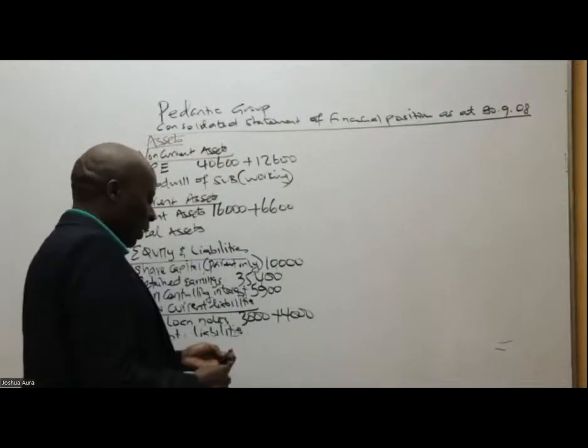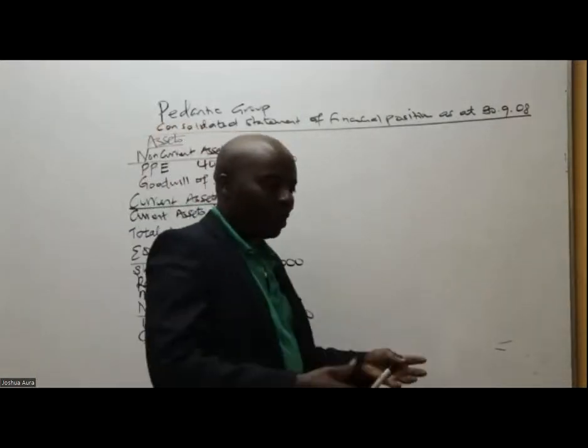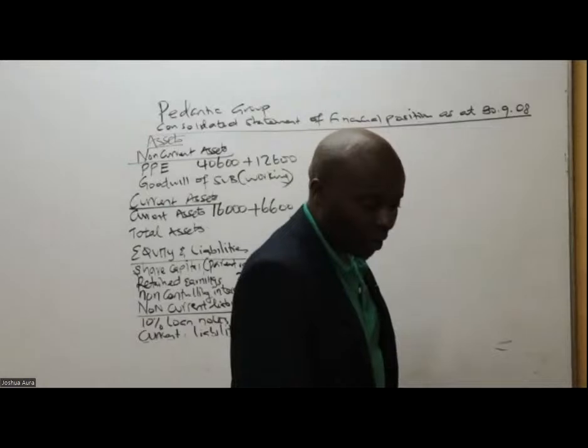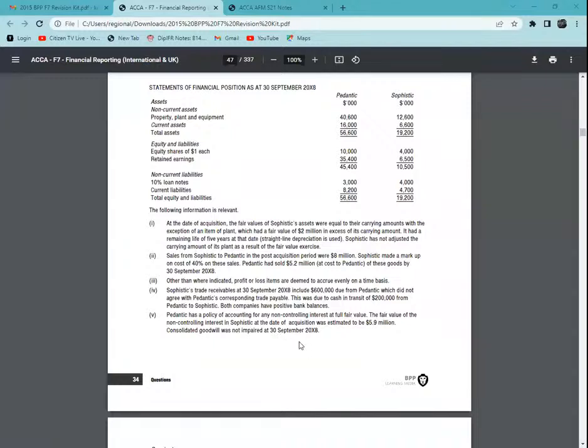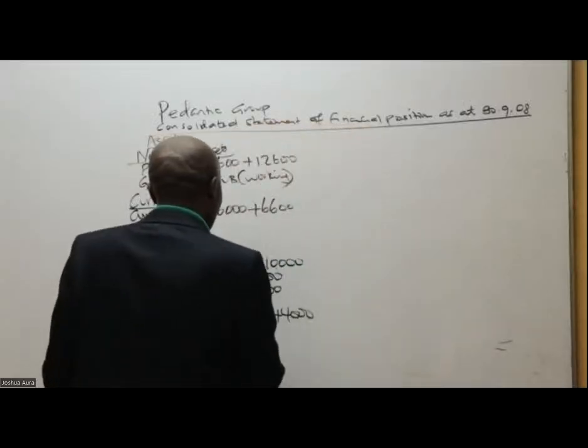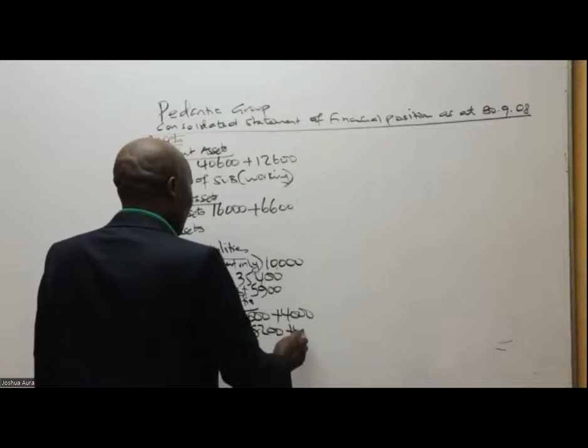And then we have the current liabilities. We are consolidating, putting together things like how we are together in this room as a family. We are already consolidated, and of course happy to be here. So for the current liabilities, it's 8,200 plus 4,700.